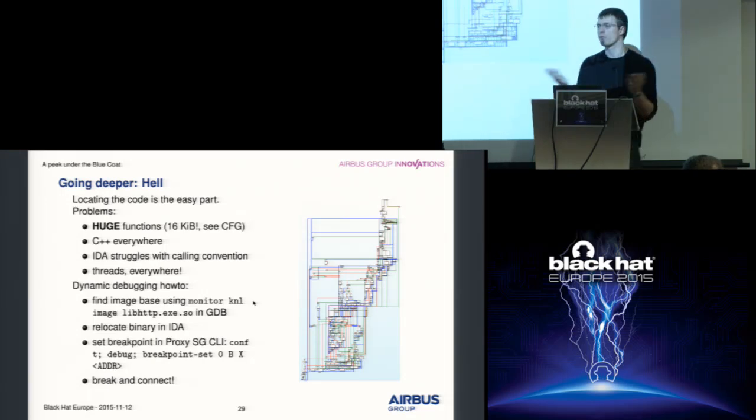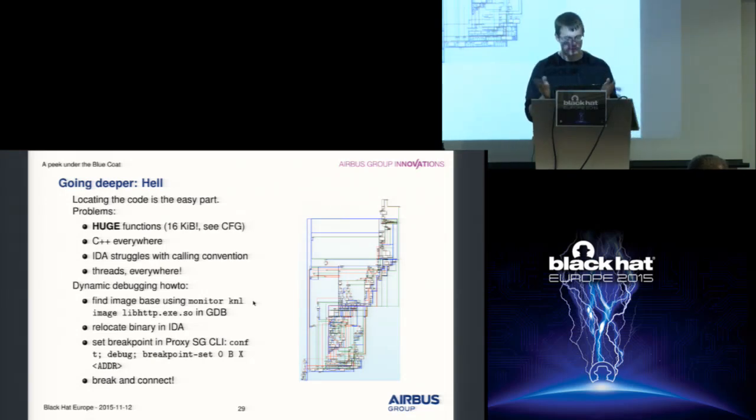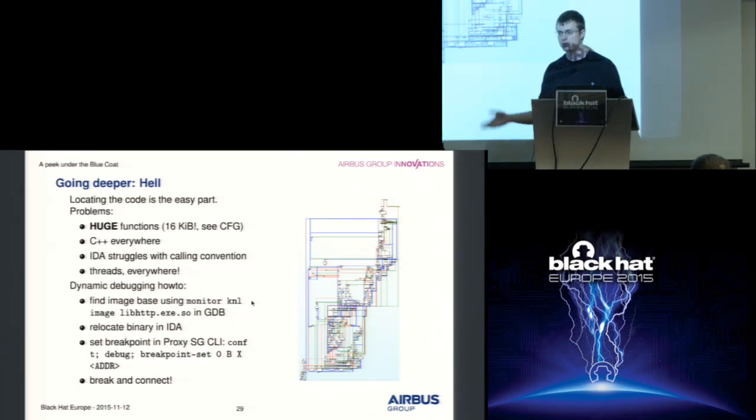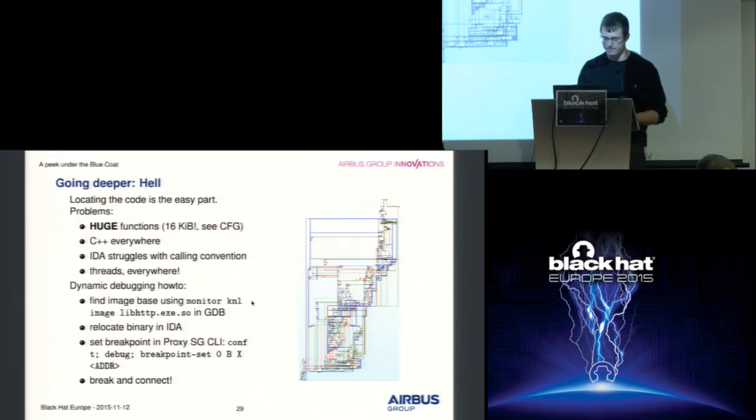And of course it's threaded. It's not just easy to do. So you want to debug and not just do static reverse engineering. You look for the image base using the GDB monitor extension. You relocate the binary in IDA, and you set a breakpoint using the CLI in ProxySG, and then you can connect. Unfortunately, stepping doesn't really work, so you have to make sure to put all your breakpoints by hand. I don't know why. So even though you have access to the code, it's not really easy.